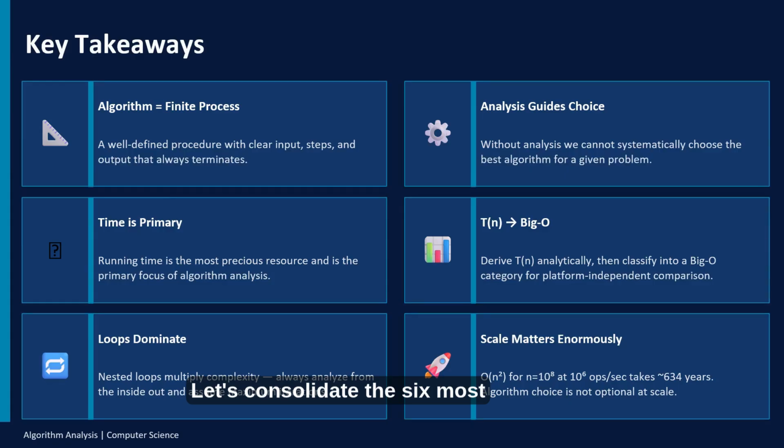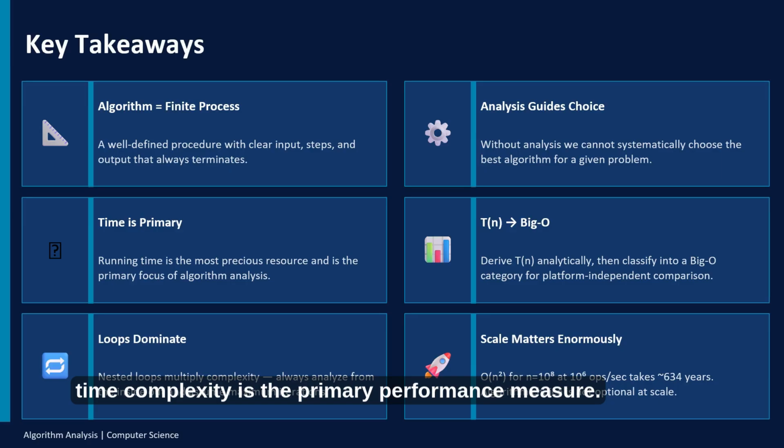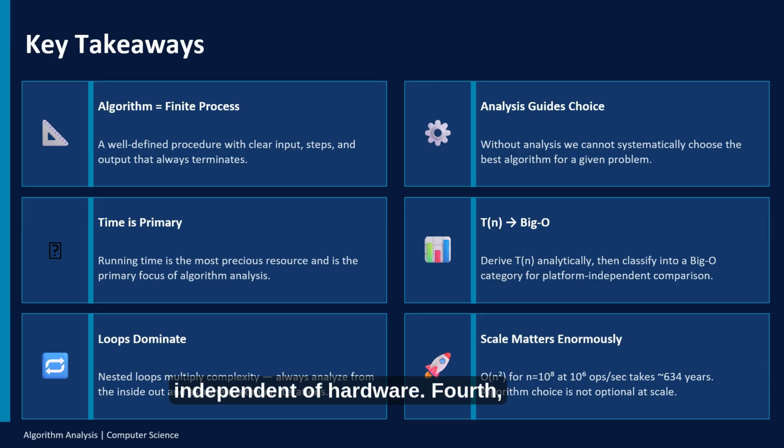Let's consolidate the 6 most important lessons from this presentation. First, an algorithm is a finite, deterministic process. It always terminates. Every step is unambiguous, and it produces correct output for all valid inputs. Second, analysis guides your algorithm choice. Without it, selection is guesswork. Third, time complexity is the primary performance measure. It tells us how an algorithm scales, independent of hardware.